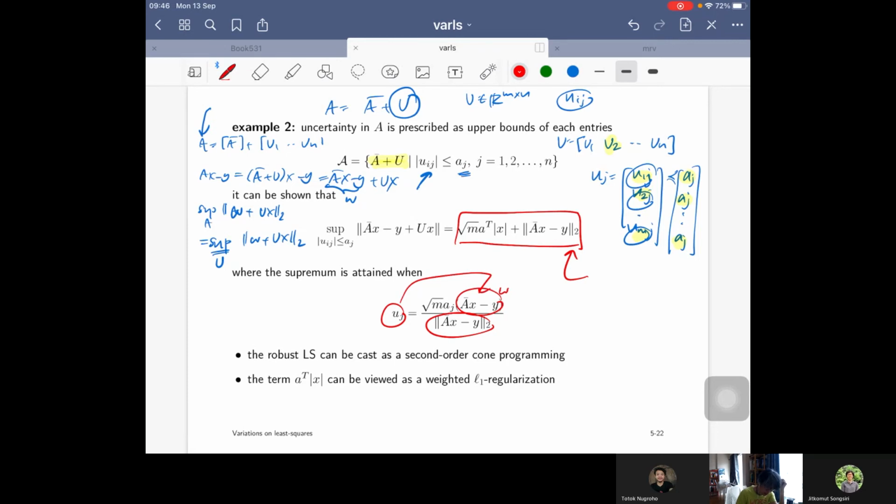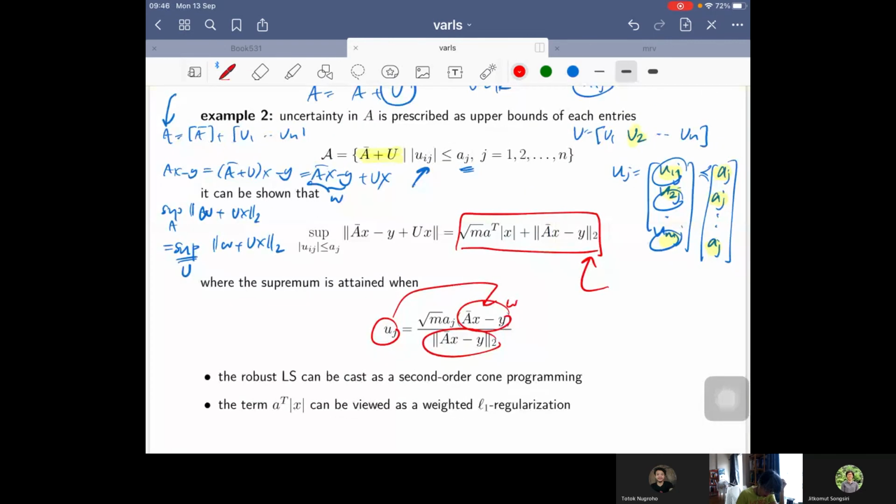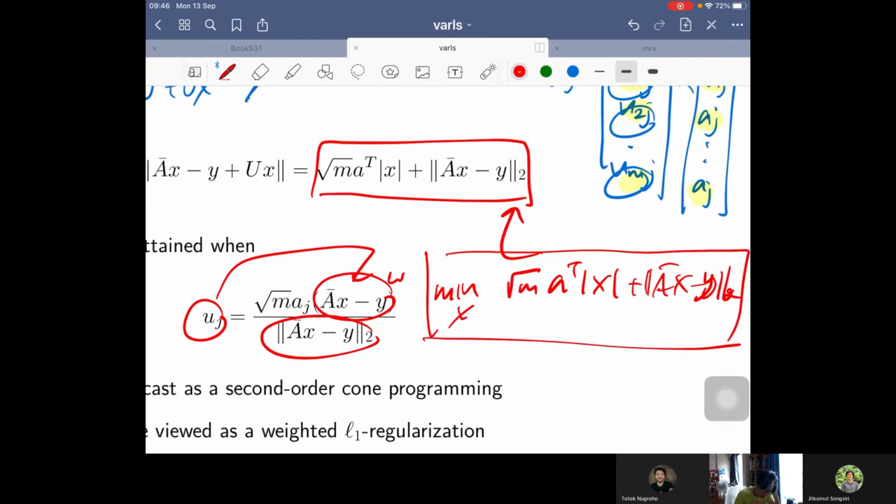And then if you take a look, the last result is going to be the minimize of root m, the magnitude of a transpose x, plus the two norm of A bar x minus y. When we look at this objective again, this is the resulting optimization. Obviously, from the cost objective, this two norm is a convex function in x.